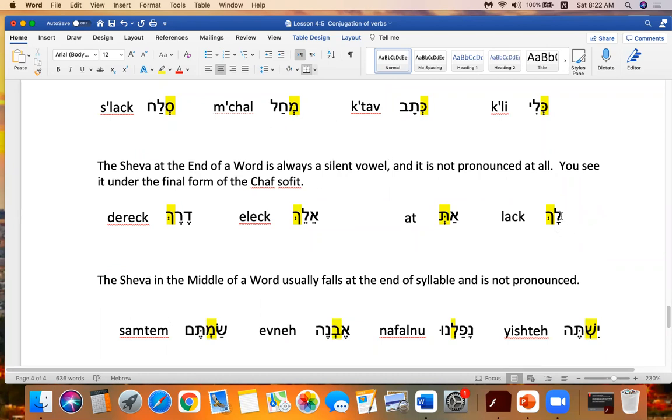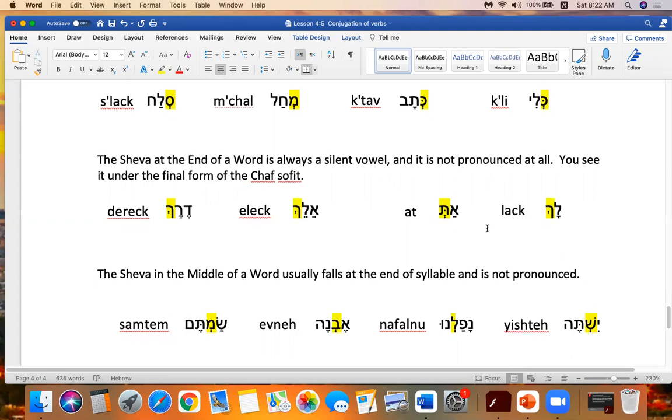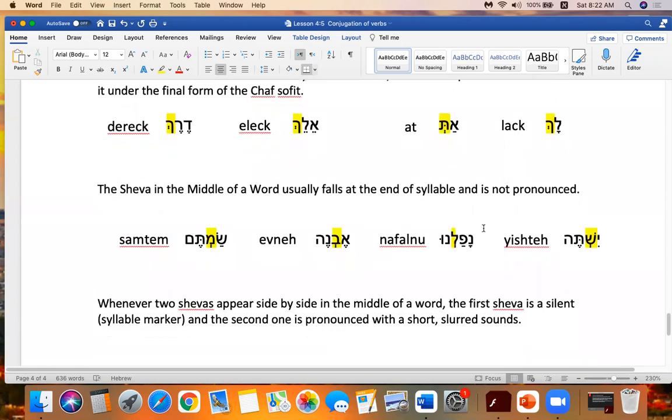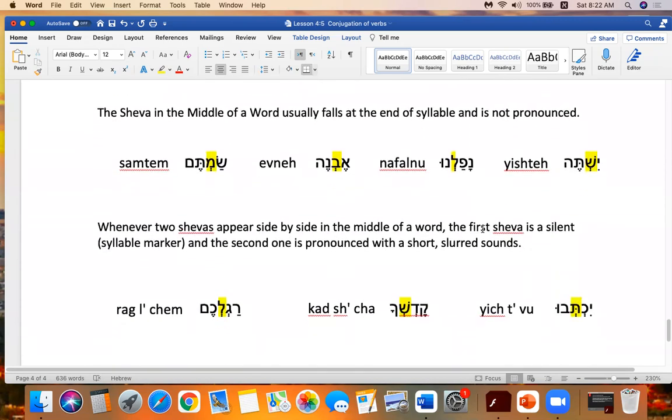So we have lach, at, elek, derek. So especially the kaf sofits, they almost always have either shva or kamatz or something by them. A lot of times you won't see it under the tav or the other letters. All right, the shva in the middle of the word usually falls at the end of a syllable. That's the first thing you look for, and it's not pronounced.